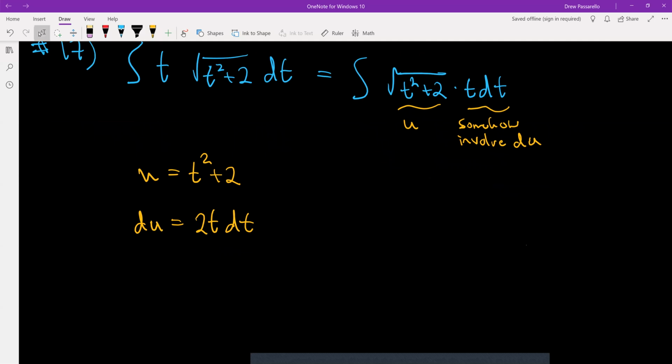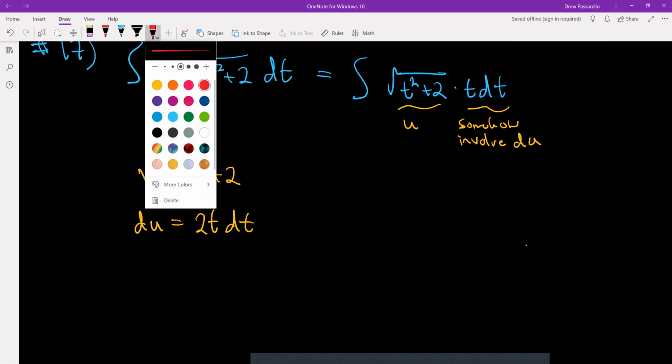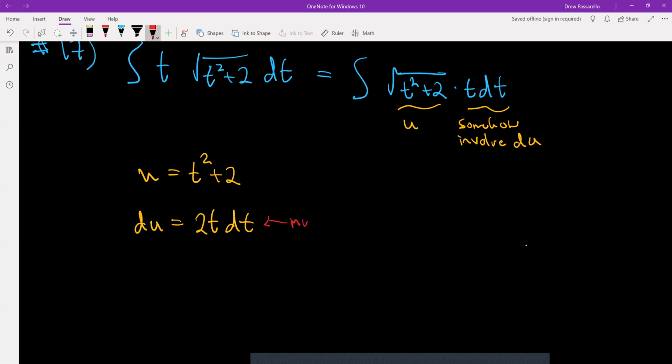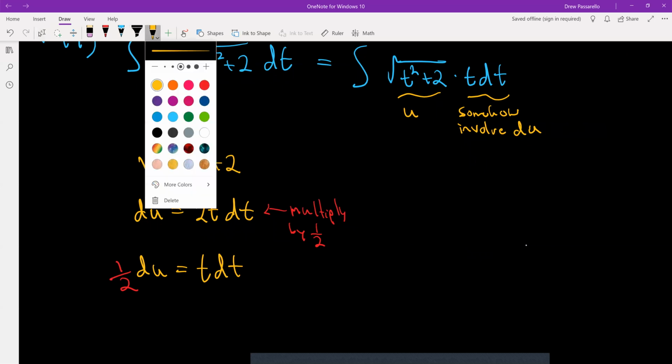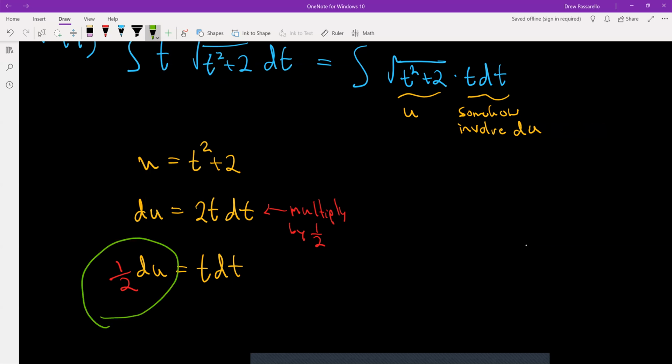All right, now I have t dt in the integral. In this case, down here in yellow, I have 2t dt. So I'm going to multiply both sides by a half. I need to multiply by 1/2 to get rid of the 2. I have 1/2 du. And then I do 1/2 times 2, those go away, so that's going to be equal to t dt. All right, now this 1/2 du is what I'm going to be plugging in for t dt.